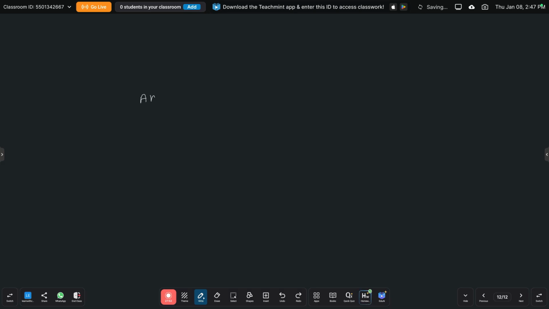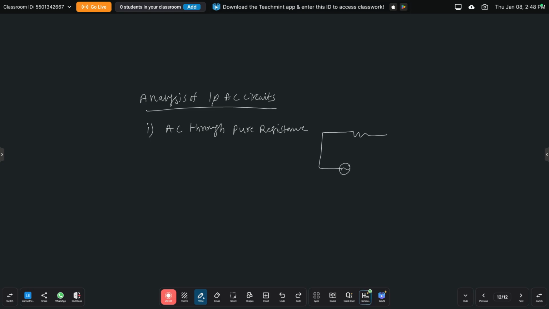Now the analysis of single phase AC circuits. So let us take AC through a pure resistance. Now let us take an AC supplied to the pure resistor. Now what is the performance of the circuit? We are going to see.